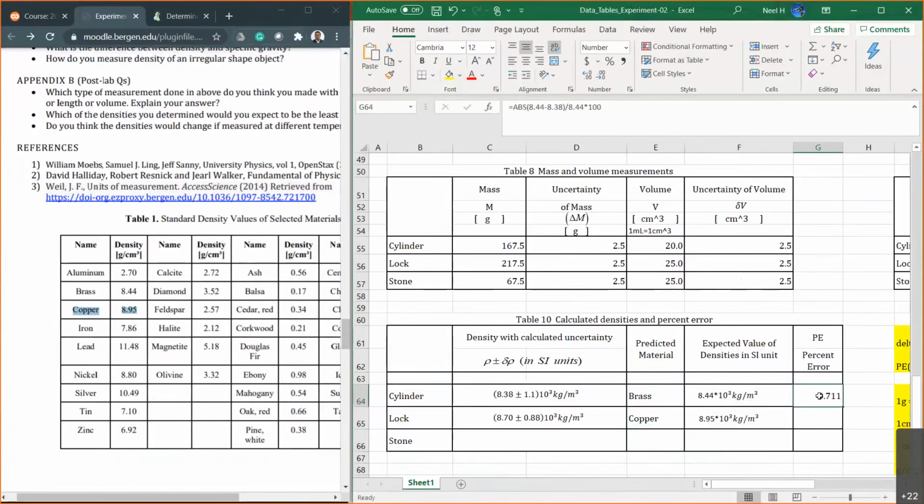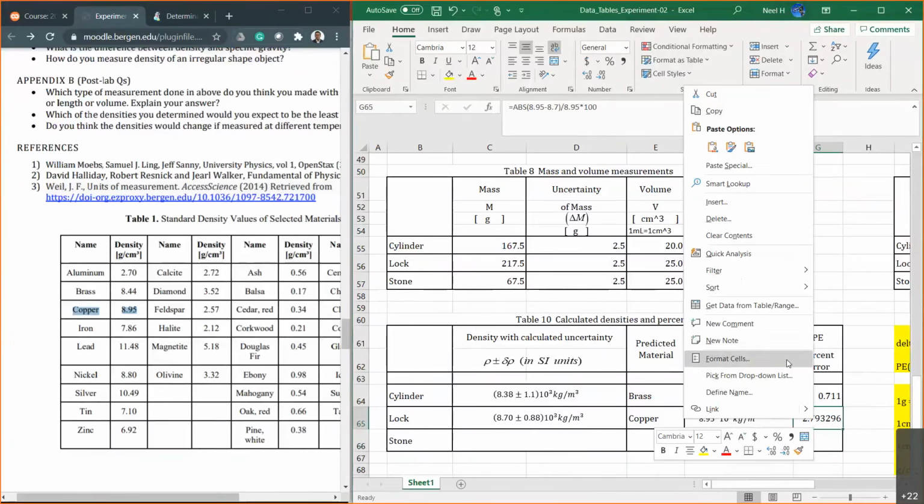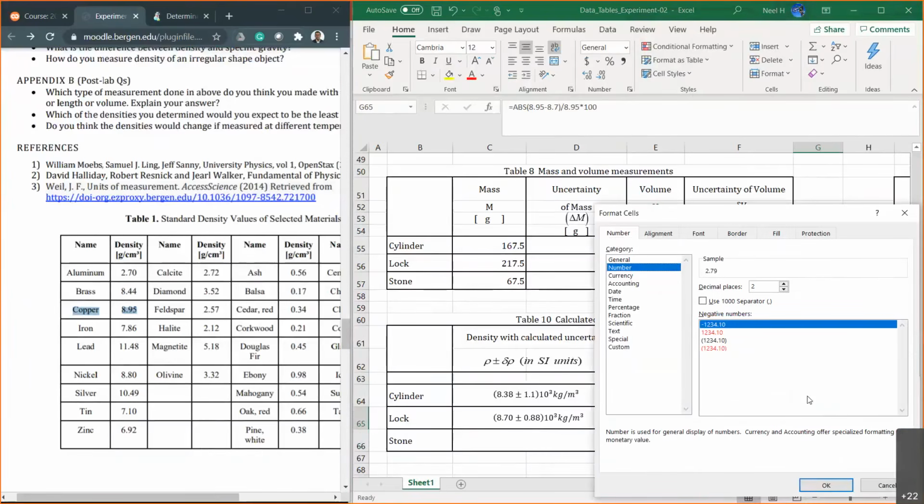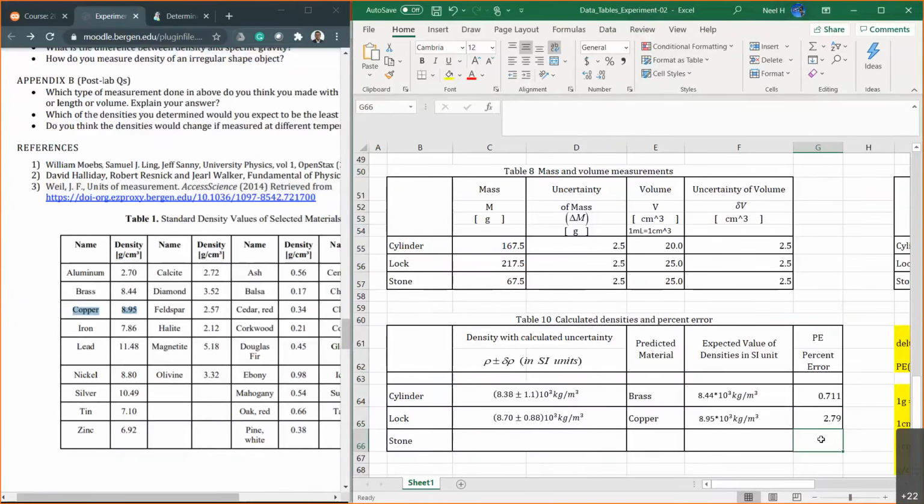Let's do the percentage error. Equal sign ABS, parentheses, expected 8.95 minus calculated 8.7, close, divide by expected 8.95, multiplied by 100. So that has a little bit higher error than the previous, but is still in the range of acceptable error margin. Format cell, only 3 sig figs, which means one number and 2 decimals.